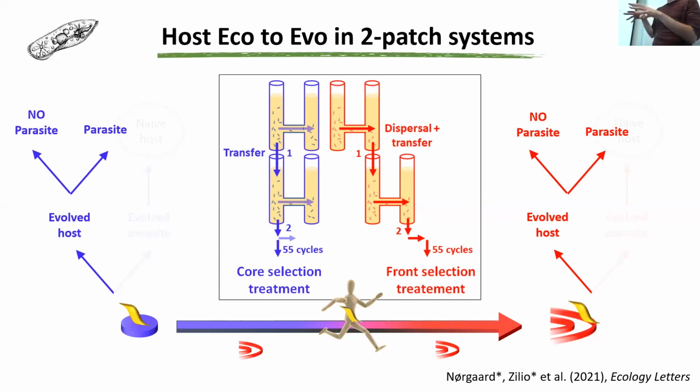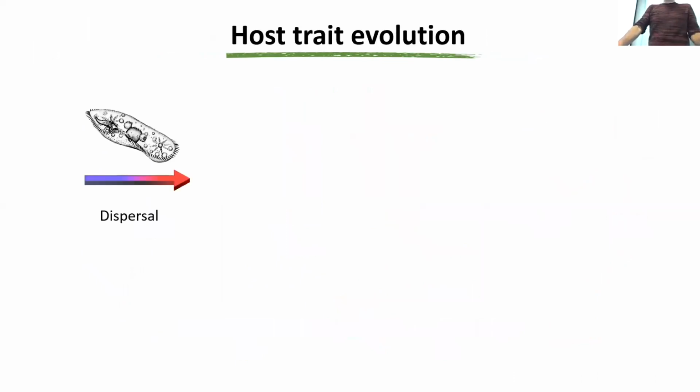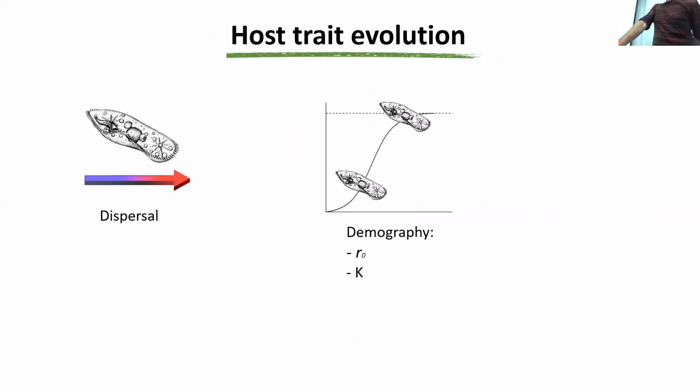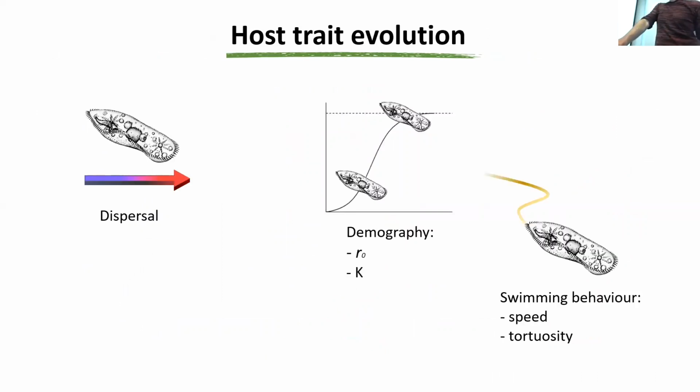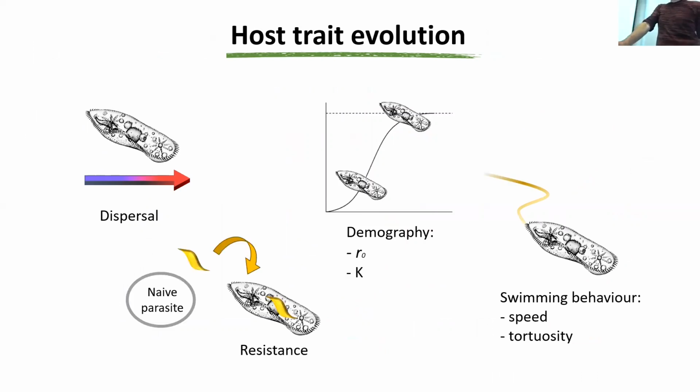From this, I just isolated hosts that were uninfected, just to see the host. We then measured a bunch of traits: dispersal, some demographic traits, so growth and capacity, and also swimming behavior, so how the hosts move. Plus, we measured resistance, and in similar fashion, we used naive parasites, so parasites that were in the stock culture that never faced these hosts before, and we measured resistance.